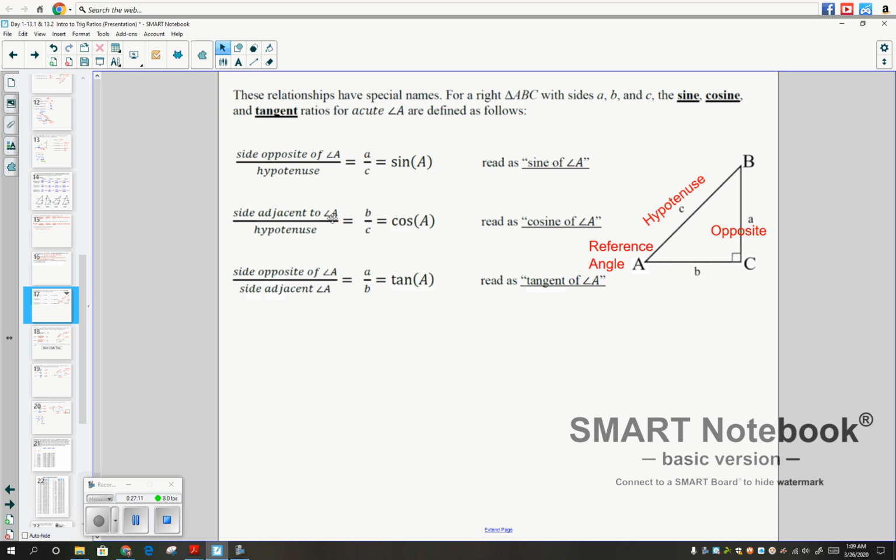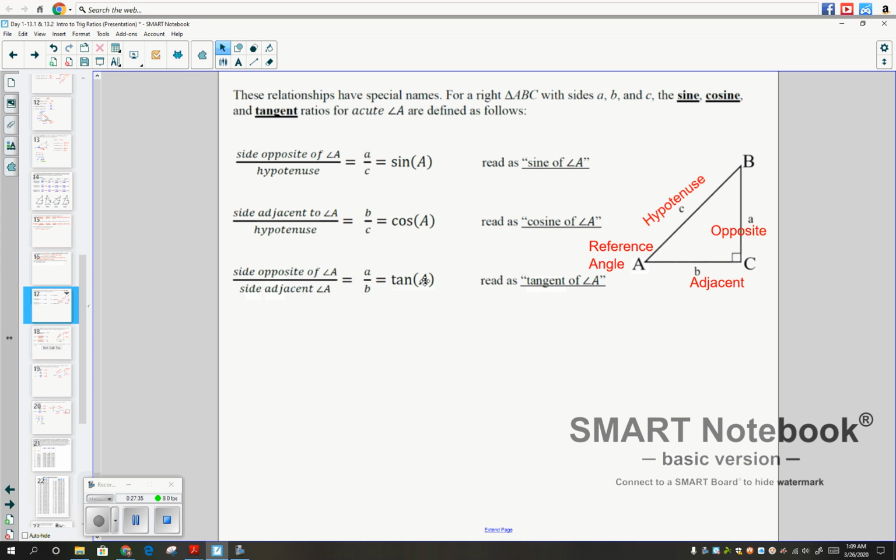Cosine, okay? Well, cosine of A is going to be the ratio of the side adjacent to angle A, which is side B here, over the hypotenuse, which is B over C. That's cosine. Yes, abbreviated it's cos, but we call it cosine. It's just the abbreviation that we have here.